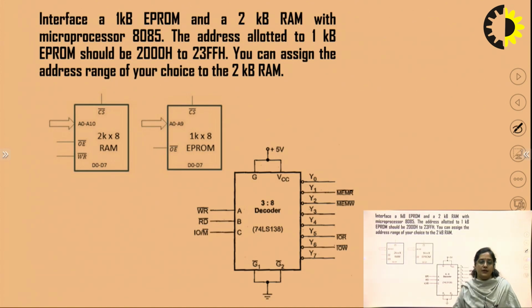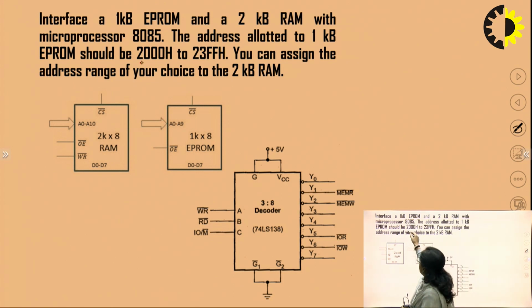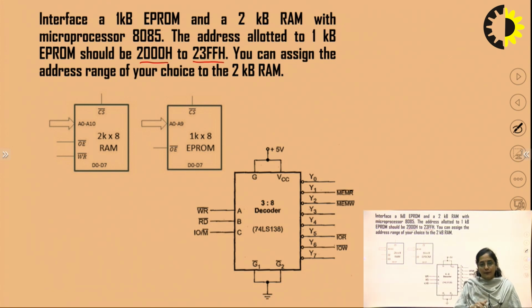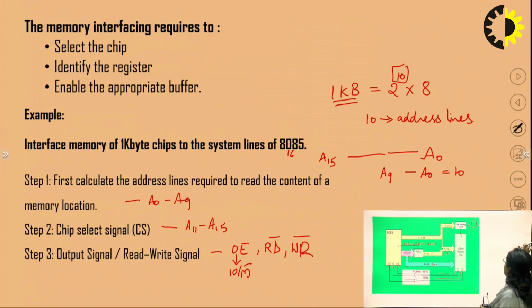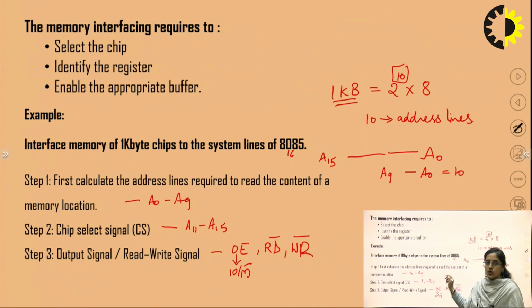So in the second example, where we have to connect two memories, one is EEPROM, that is 1 kilobyte of memory, and the second is 2 kilobytes of RAM. In this case, the question gives the address for the 1 kilobyte EEPROM: the starting address is fixed at 2000 and the ending address is 23FF. In the earlier example, the address was not mentioned in the question, so it all depends on the designer who is making this hardware, whether it will use A10 to A15.